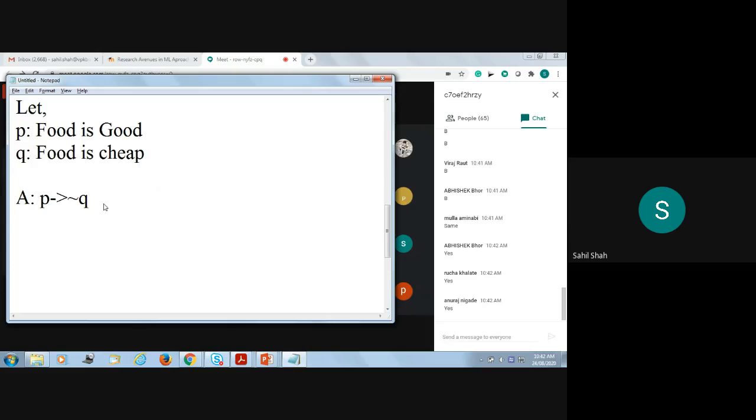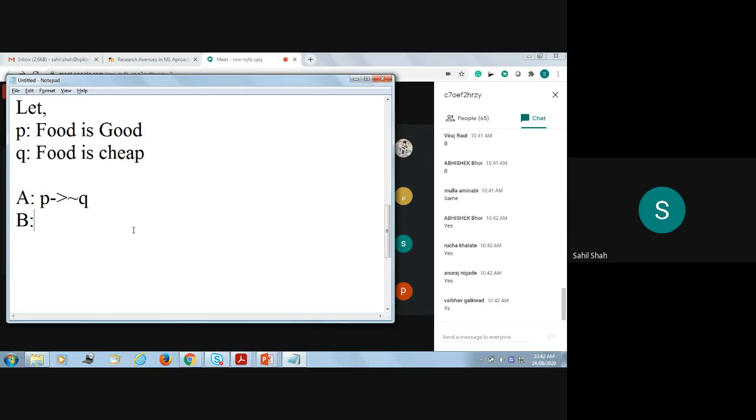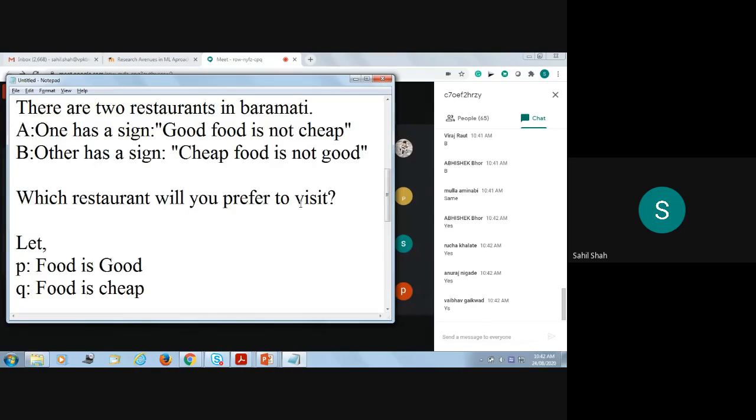Next is B. B is saying what? Cheap food is not good. That means if food is cheap, then it is not good. So we shall write it like this. If food is cheap, Q, then it is not good. So Q conditional negation P. That's fine. And now what is the question? Which restaurant will you prefer to visit?